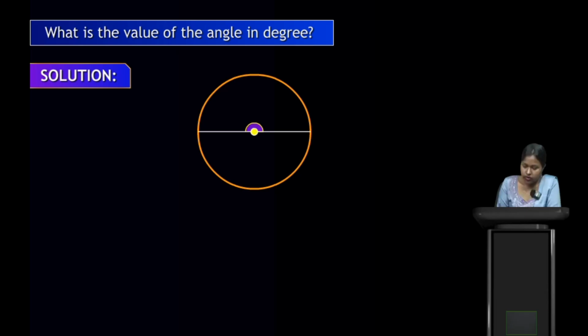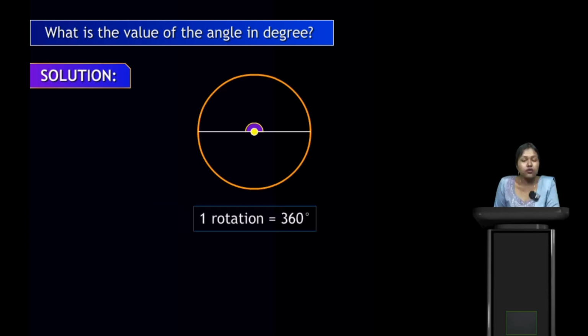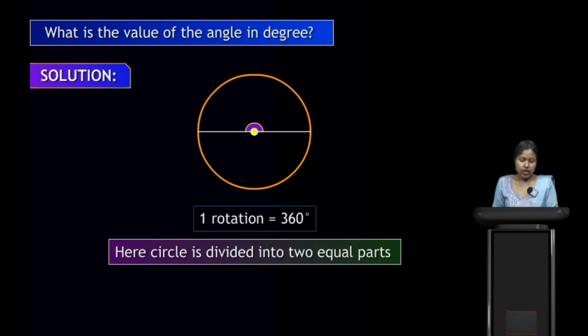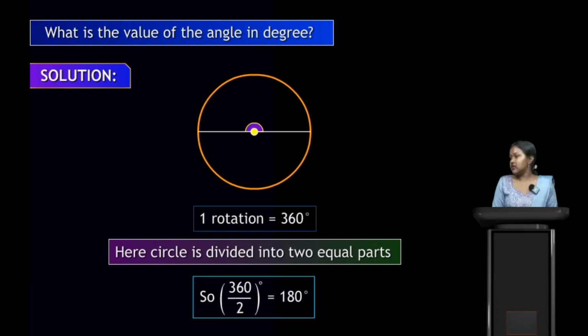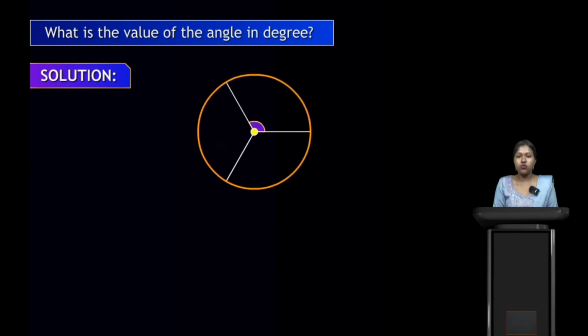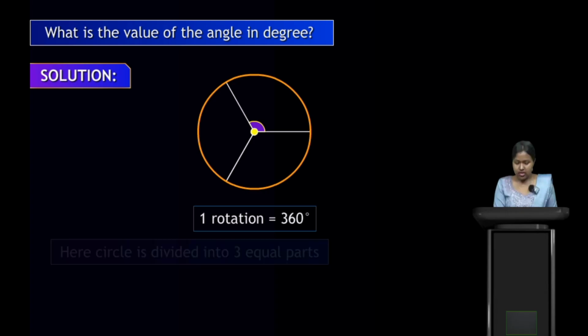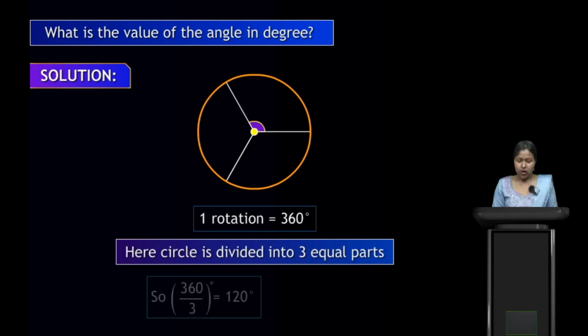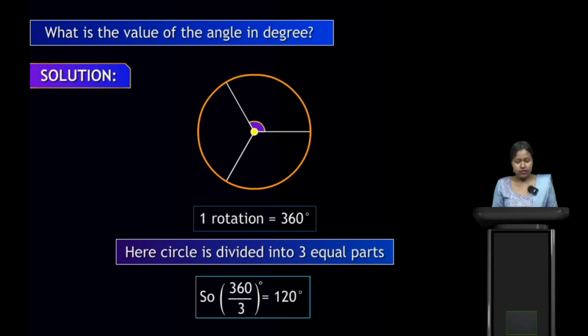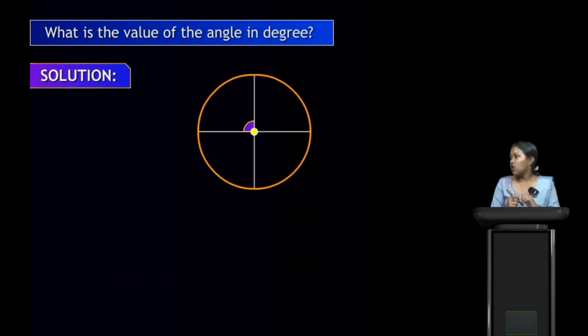Okay, the next one. In this case, can you tell me what would be the answer? One rotation, what we know, it is 360 degree. Okay, now here circle is divided into two equal parts, right? So what would be the answer? 360 by 2, that means 180 degree. Now in this case, how many equal parts you can see? Total 1, 2 and 3. 3 equal parts. Complete rotation is 360, and as it is 3 equal parts, so 360 divided by 3, that means 120 degree.